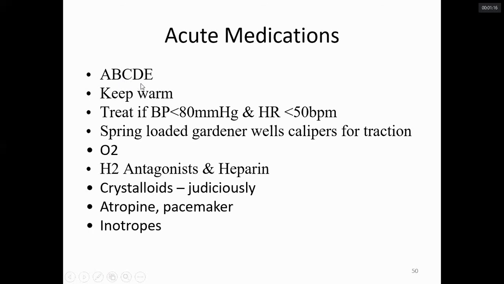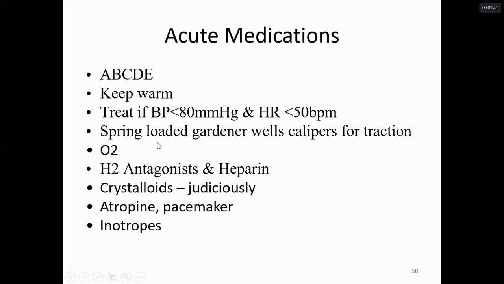Always do airway, breathing, circulation, deformity, and examination of extremities in sequential order. If the systolic pressure is less than 80 and the heart rate is less than 50, you have to stabilize the patient and give fluids.